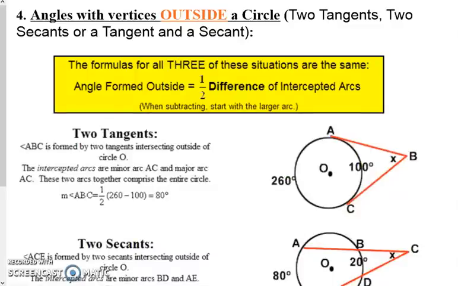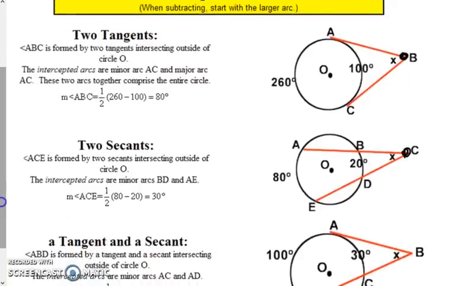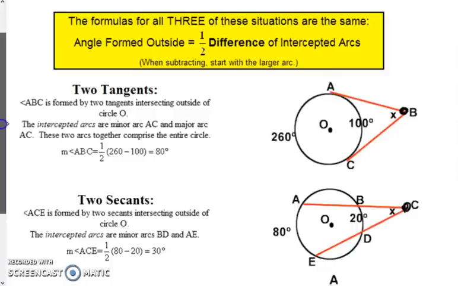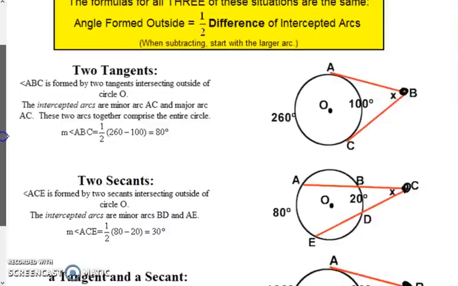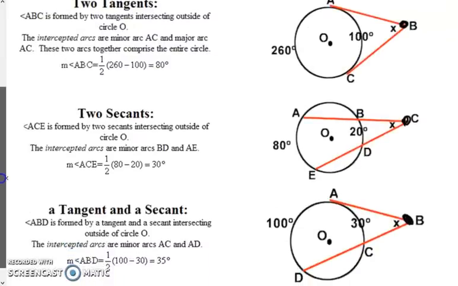The fourth formula covers several different situations. The thing they all have in common is, again, we're referring to where the vertex is for all of these. In all 3 of these cases, the vertex is outside of the circle. So that's really what I want you to look at, is where the vertex is. All 3 of these situations look a little different, but the vertex is outside of the circle. And in all 3 cases, we're going to take 1/2 of the difference between the intercepted arcs. So the previous one was 1/2 the sum. These are 1/2 the difference.